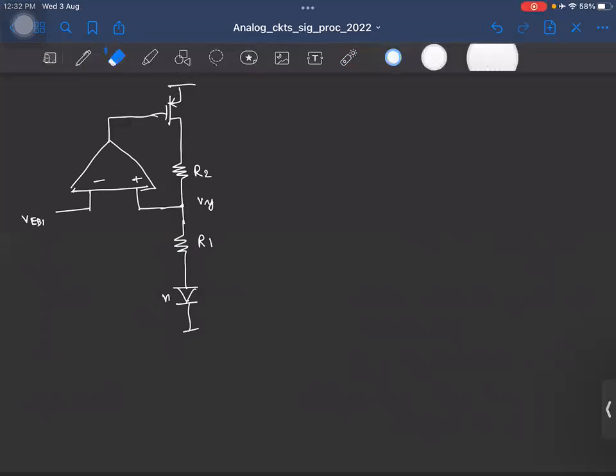Now the only pending thing is how to generate VEB1, and that is basically the forward bias voltage of one diode, right? So I'll have one diode, and of course, the current through this diode must be same as the current in this branch. So what do you suggest we do?